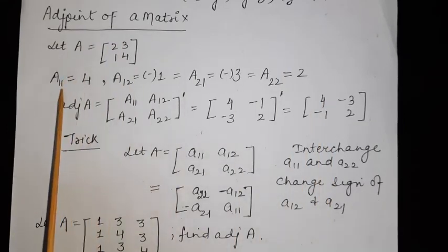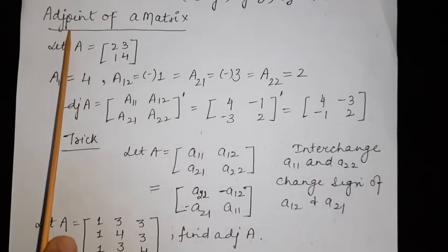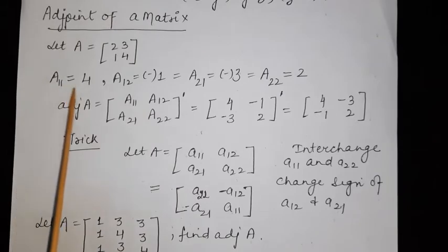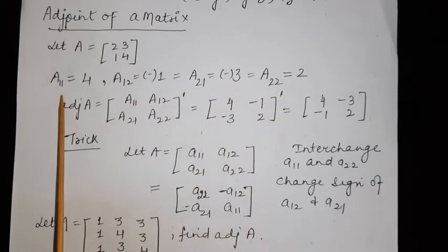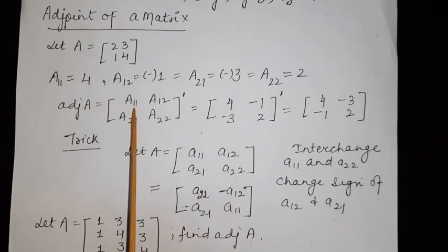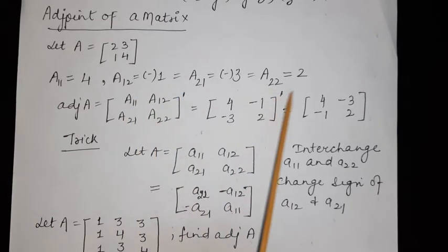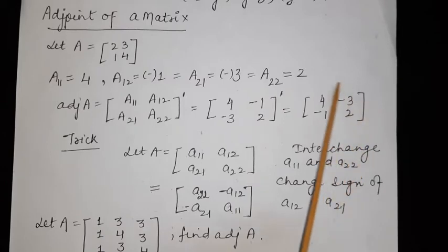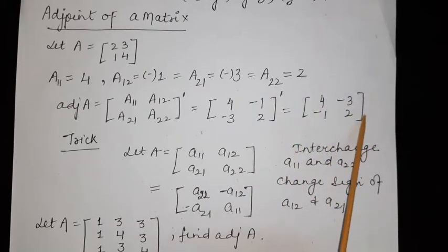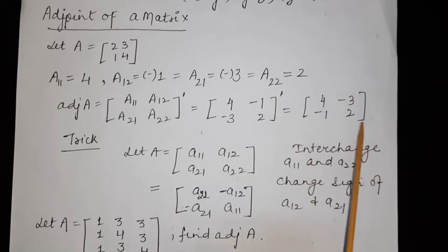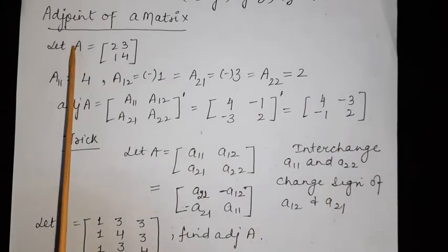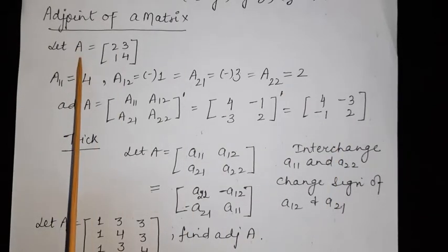So what we need to remember is that adjoint has two steps in it. First, find cofactors of all the elements, then replace elements with their respective cofactors, and then take the transpose of that matrix. So the matrix which we get after these two steps is nothing but the adjoint of our matrix A.